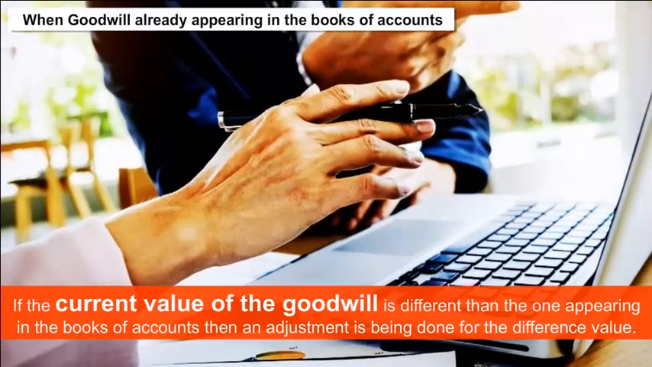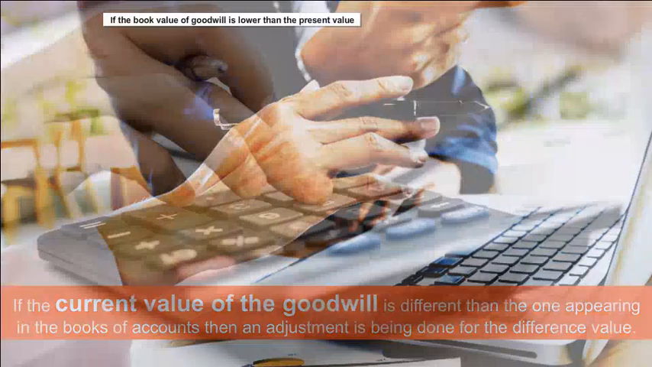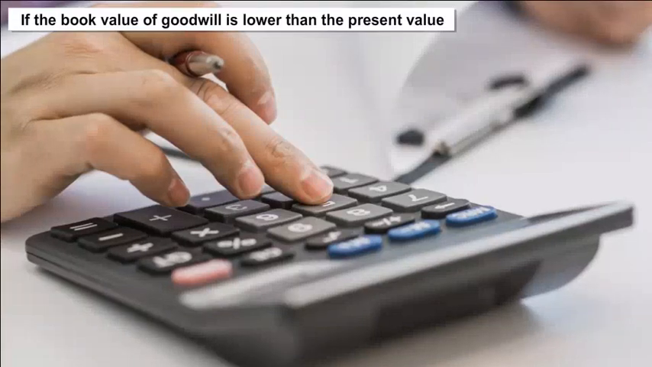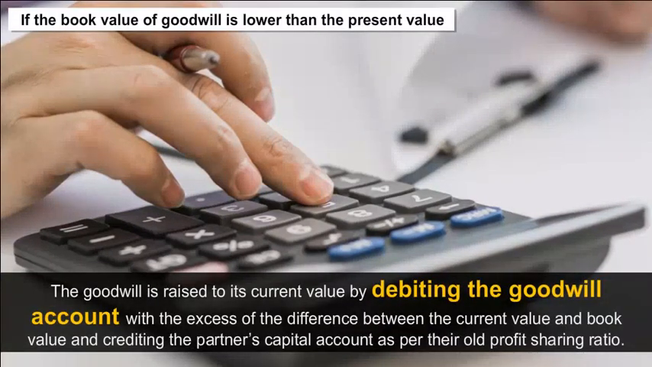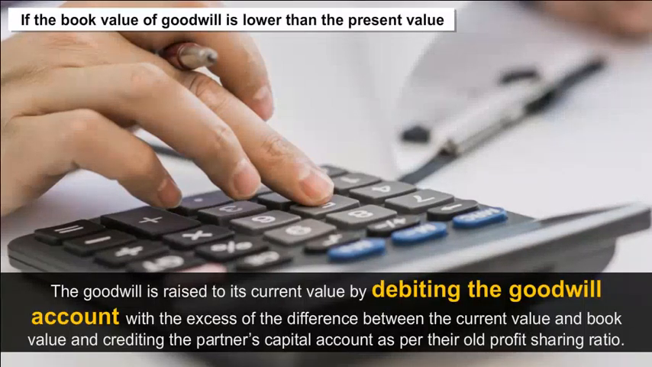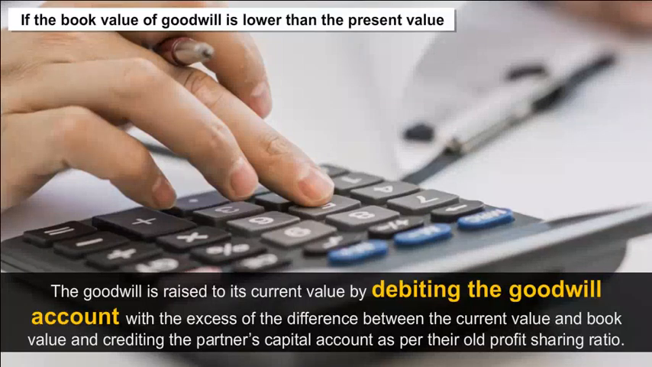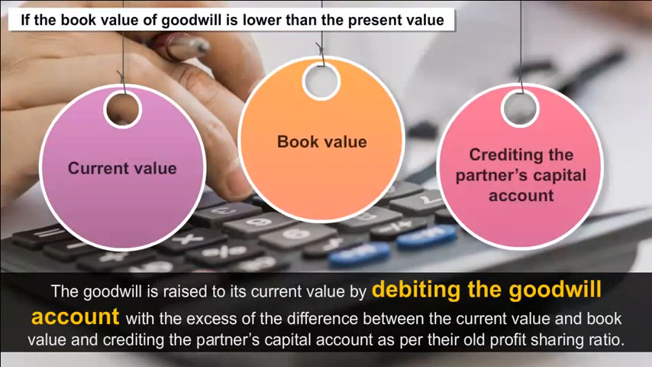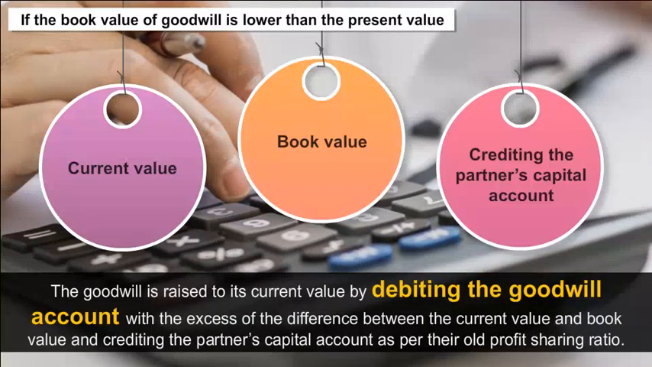In this, we can face 2 kinds of situations. 1. If the book value of goodwill is lower than the present value. In this situation, the goodwill is raised to its current value by debiting the goodwill account with the difference between the current value and the book value and crediting the partners' capital accounts as per their old profit sharing ratio.